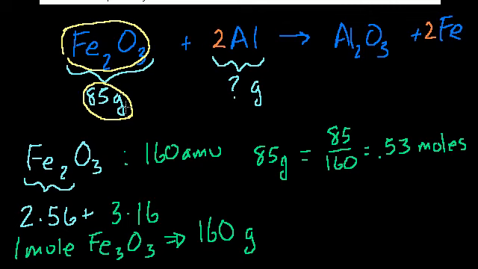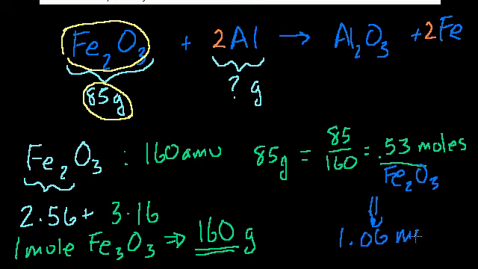So everything we've done so far in this green and light blue, we figured out how many moles 85 grams of iron 3 oxide is. It's 0.53 moles, because a full mole would have been 160 grams, but we only have 85. And we know from this balanced equation that for every mole of iron 3 oxide we need 2 moles of aluminum. So if we have 0.53 moles of iron 3 oxide, then we're going to need twice as many aluminum.